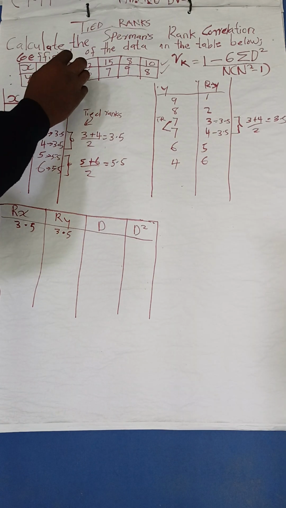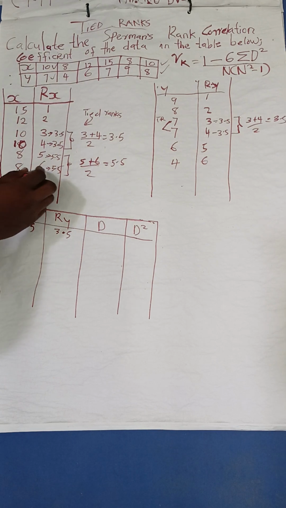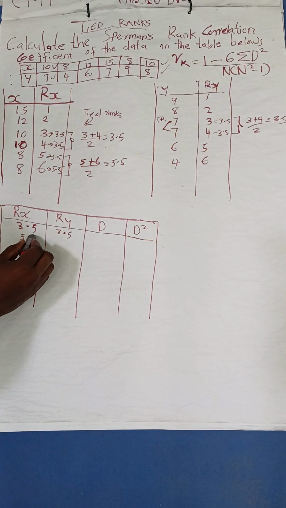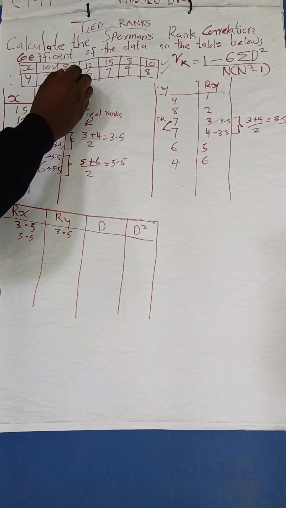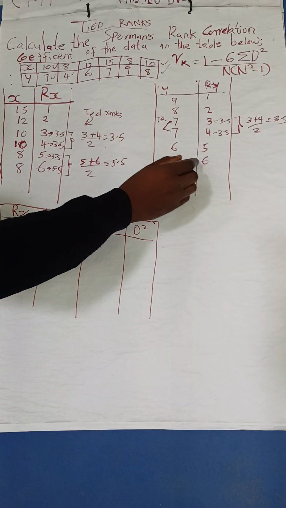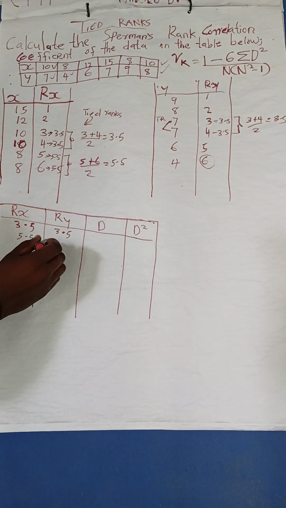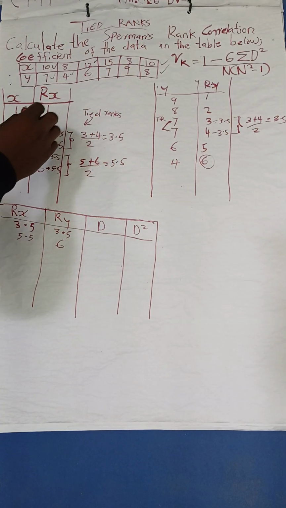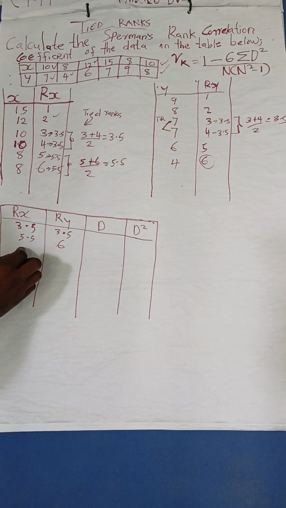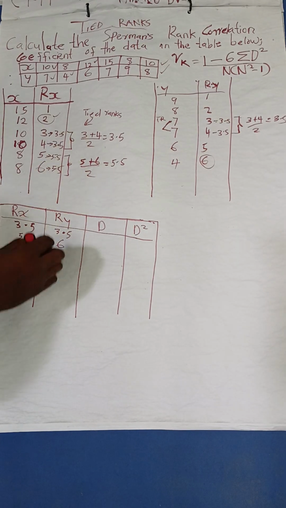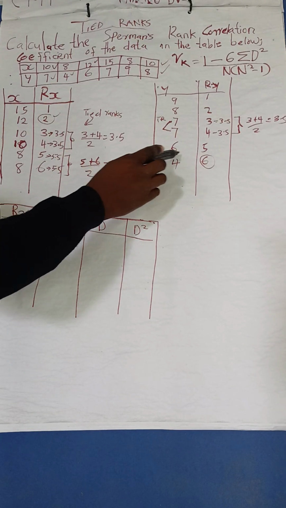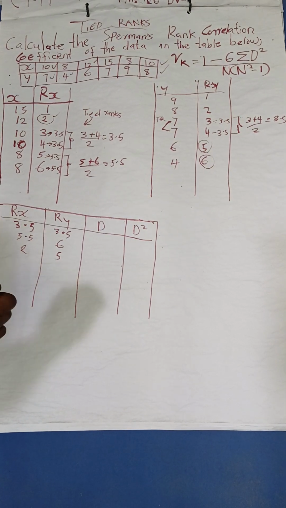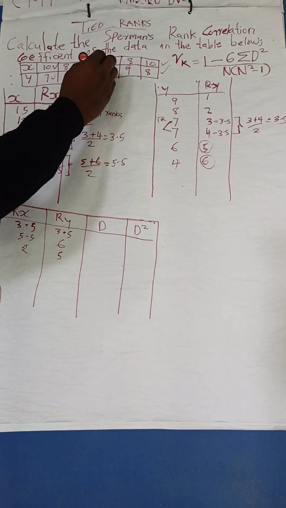We go to the second pair, 8 in x. What is the rank of 8? The rank of 8, you can see it's 5.5. And what about the rank of 4 in y? The rank of 4 in y is 6. We go to the next pair, 12. What is the rank of 12 in x? It is 2. So what about 6 in y? 6 in y is 5. So we are done with this pair.